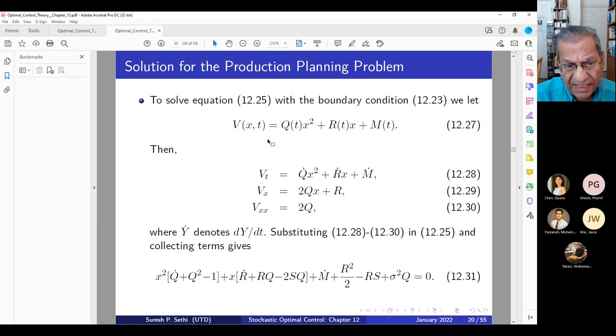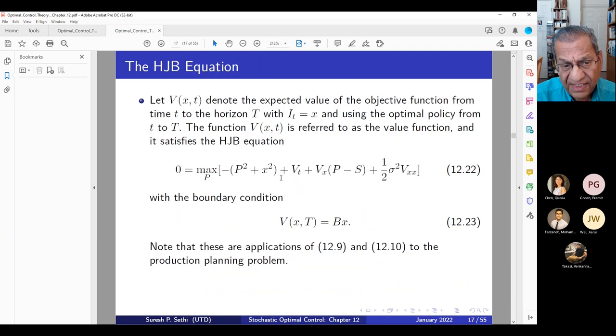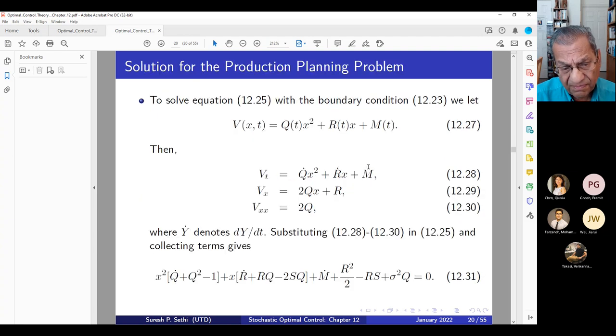So if I do that, I can find V sub T, which is given by this. Remember this Q dot now. So I take Q dot, X square, R dot X, and M dot. V sub X is 2QX plus R. V sub XX is just 2Q. And I substitute these in this equation, because I have V sub T, V sub X, V sub XX. I can substitute all of these. When I substitute this, I get this equation.